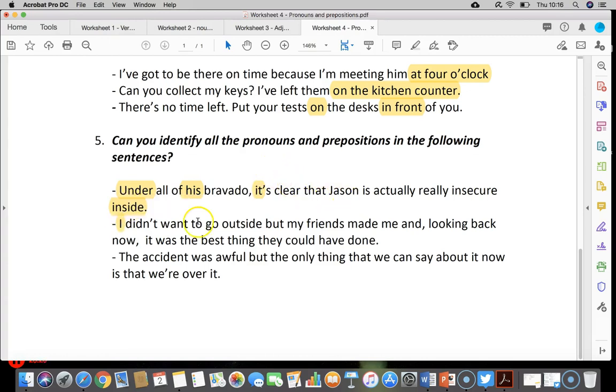I, pronoun, didn't want to go outside, preposition, but my friends made me. Me is a pronoun. And looking back now, it, going outside, his friends making him go outside, it is a pronoun, was the best thing they could have done. They, standing in for friends. The accident was awful, but the only thing that we can say about it now is that we're over it. So it is a pronoun, over, preposition, and it is a pronoun standing in for the accident.